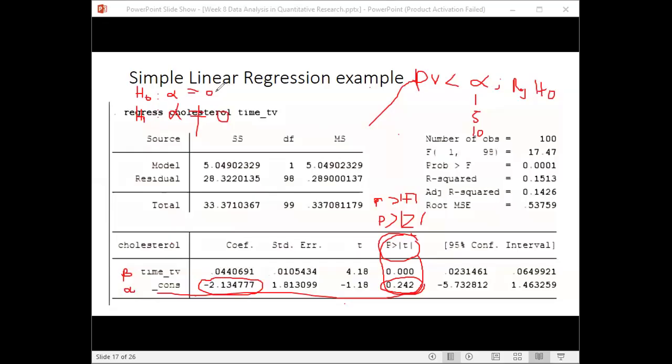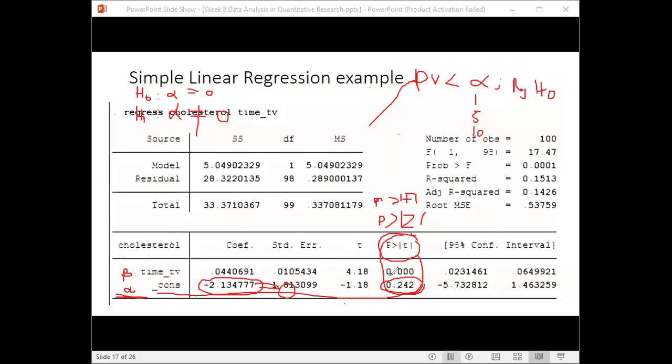So if a variable is actually equal to 0, does it have an effect on your dependent variable? No. So in this scenario, you don't waste your time trying to interpret this coefficient, alpha, because statistically, this negative 2.134777 is the same as what? 0. So forget it. It doesn't affect your dependent variable in any way. Full stop.